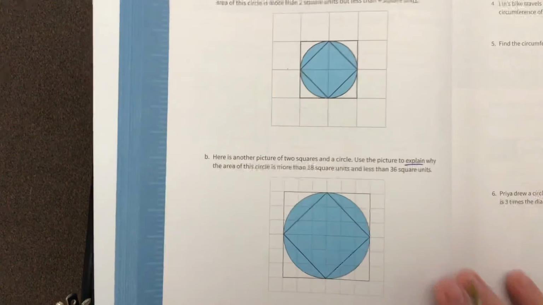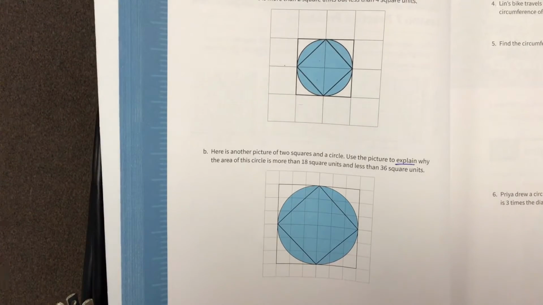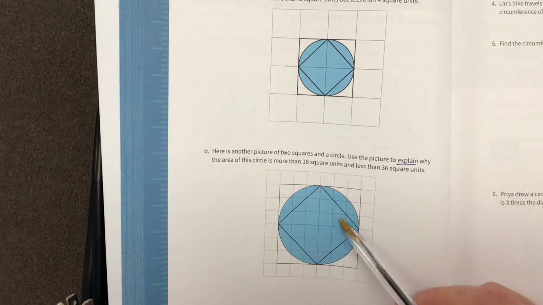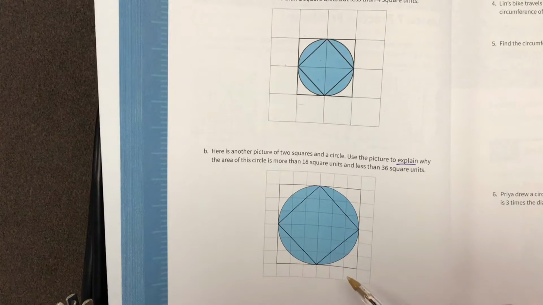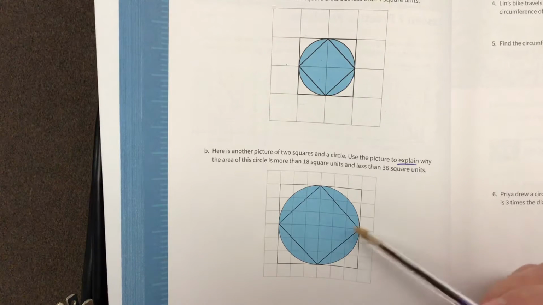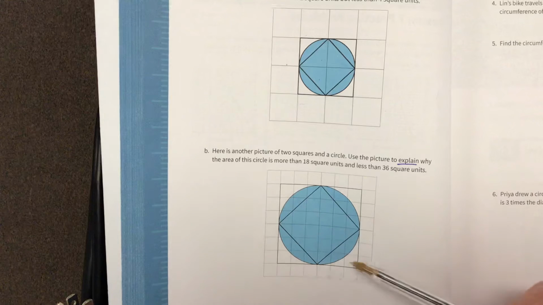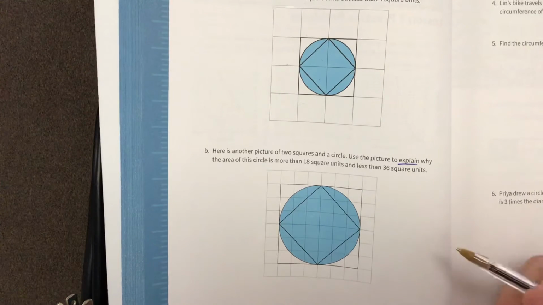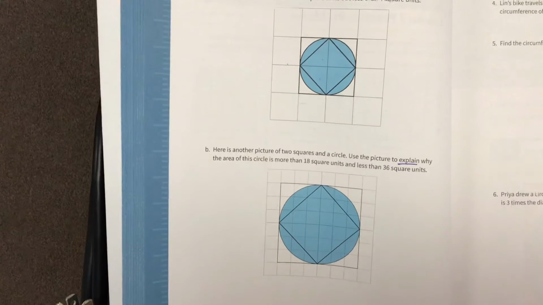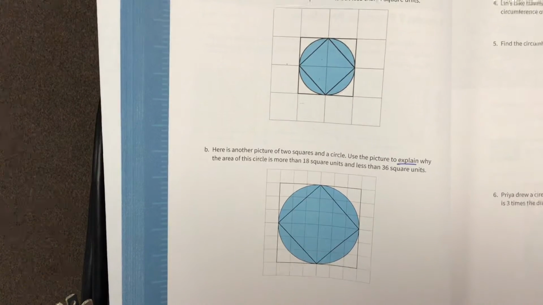This one is the exact same thing. If you count the inside squares here, that's a total of 18 square units. Our circle is bigger than the inside square of 18. Outside square is 6 by 6. Our circle is smaller than 36. So again, pretty much the same explanation with just different numbers.